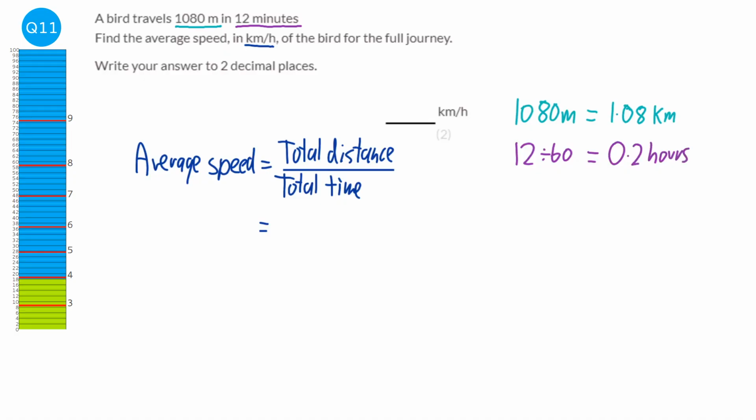So we're going to put the kilometers at the top, 1.08, and we're going to divide that by the hours, which is 0.2. When you do that, you get 5.4. So our answer to 2 decimal places will be 5.40. Whenever you have a one-digit number or a 1 decimal place number, but you're asked to round it to 2 decimal places, you should really put a 0 on the end, which is what we've done.